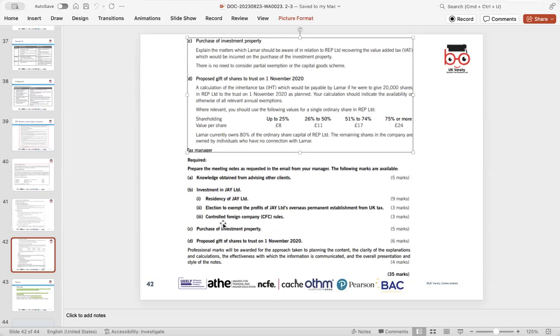And then finally, D, the proposed gift of shares to a trust on November 1st, 2020. Limar plans to give shares to a trust which may trigger inheritance tax. You have to calculate the potential inheritance tax liability based on Limar's shareholding and share values. Limar's ownership percentage and the value of shares will affect the inheritance tax calculations.